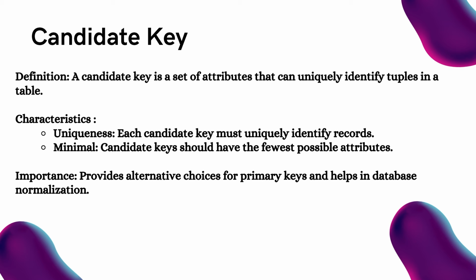The importance of candidate key is it provides alternative choices of primary key, which means primary key is one of the candidate keys. One table has multiple candidate keys. For example, your name and your phone number together can become a candidate key. Your employee ID can itself be a candidate key. Then your phone number and an address can be a candidate key.